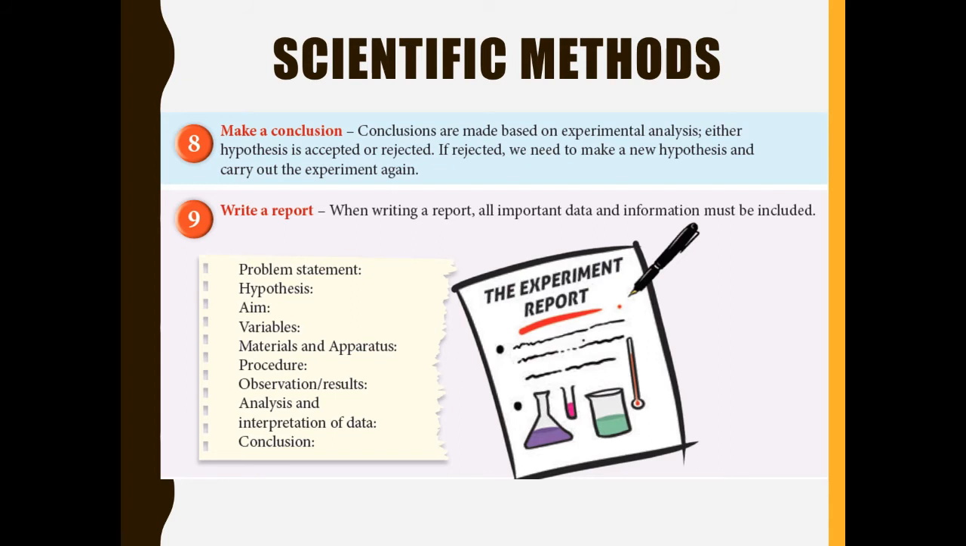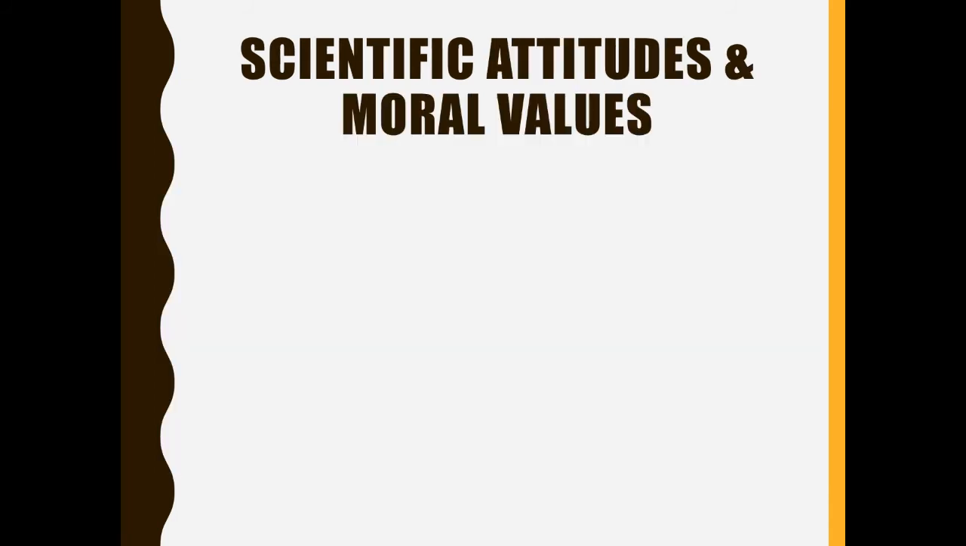And the last, write a report. When writing a report, all important data and information must be included. First, problem statement, hypothesis, and variables. We have manipulated variable, responding variable, constant variable, and then material and apparatus, diagram of arrangement of apparatus, procedure, result, analysis and interpretation of data, and the last is conclusion.